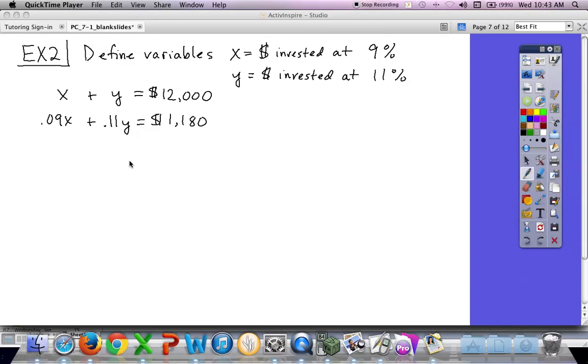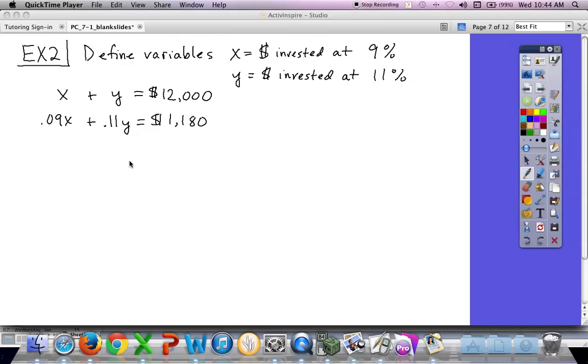You know what they mean by simple interest? Not compounded interest, not the one we just learned about, because then it makes the calculations harder if you have to do compound interest. So they're just saying use an annual interest rate and don't worry about compounding. The amount of interest that these 2 funds earn is $1,180. How much money is invested at each rate?